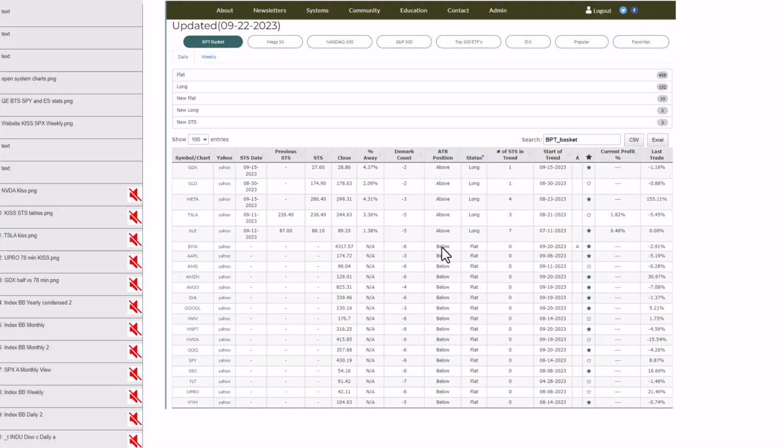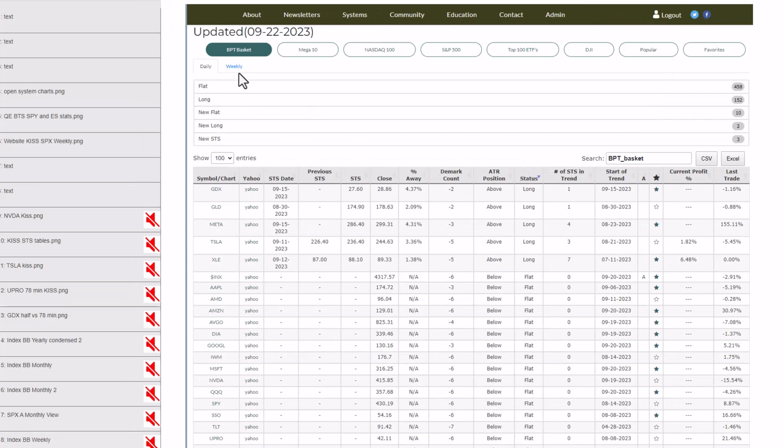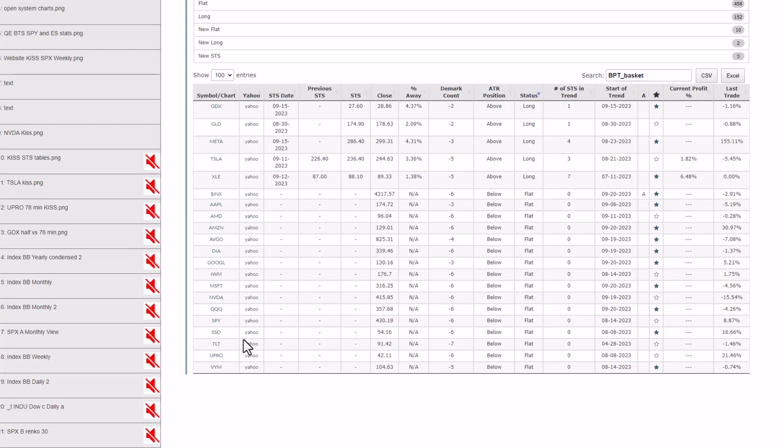Image number 10. This is from the website. This is our KISS trend following systems via these tables, the STS tables. Like I said, most of the daily and the indexes and most of the FANG big cap type stocks are in cash. So if you've been following those, you would generally be in cash. There's a couple left. It looks like Meta is still in a trade, and Tesla, and of course XLE Energy. But most things otherwise are in cash.